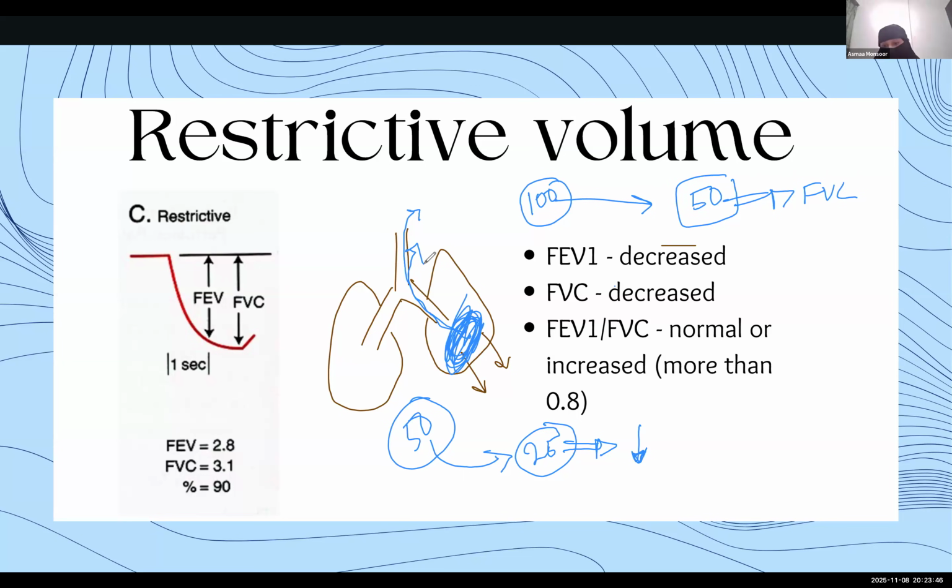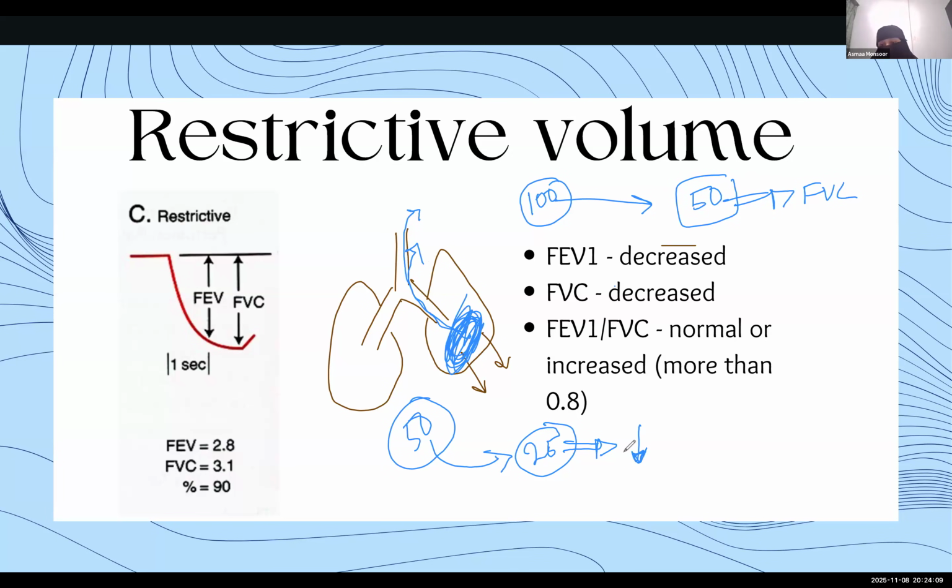Did you get that? In both cases, FEV1 and FVC will decrease. But in obstructive diseases, FEV1 will decrease dramatically. Yes, and this is why there is a decreased FEV1 to FVC ratio as well in obstructive diseases.